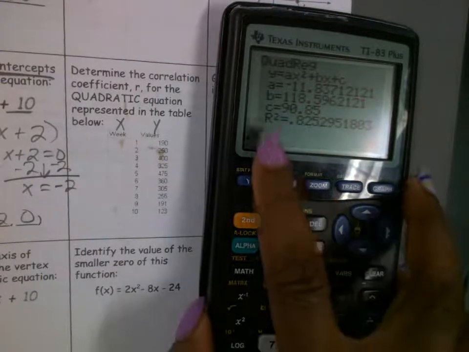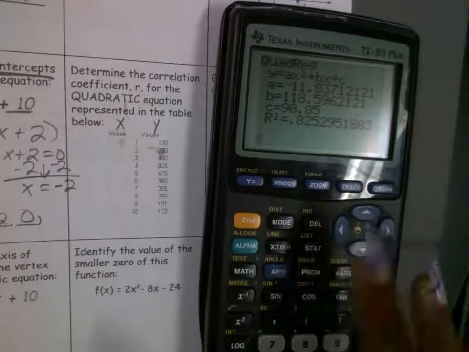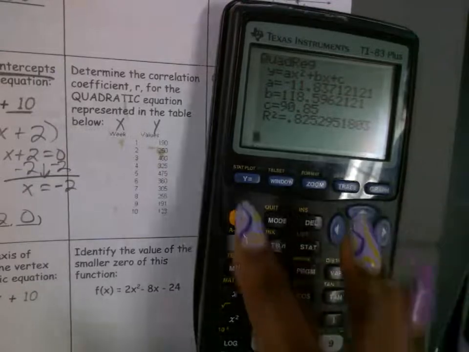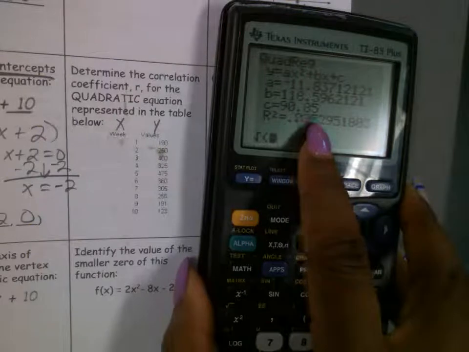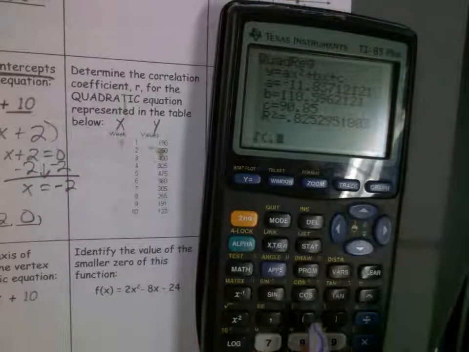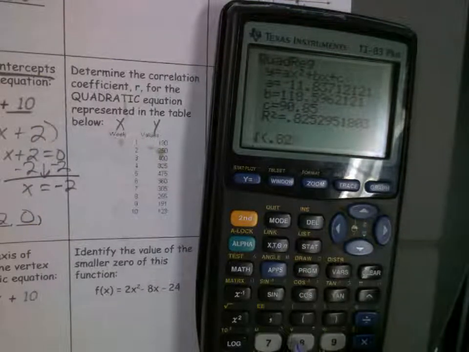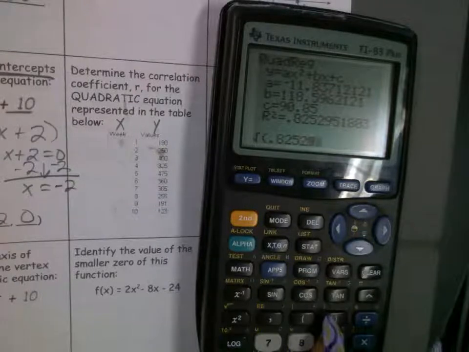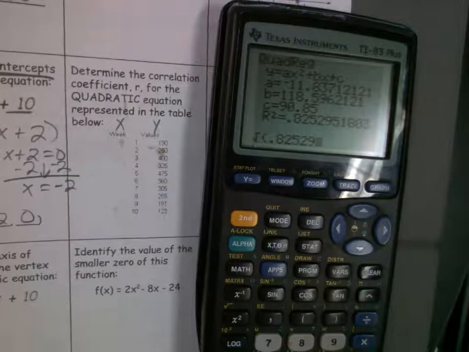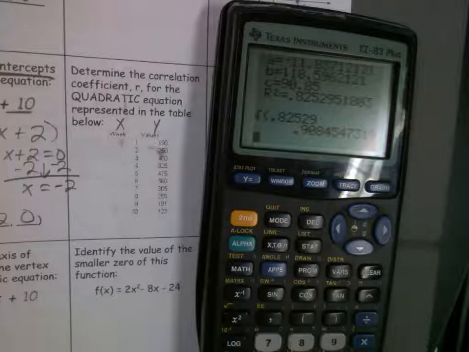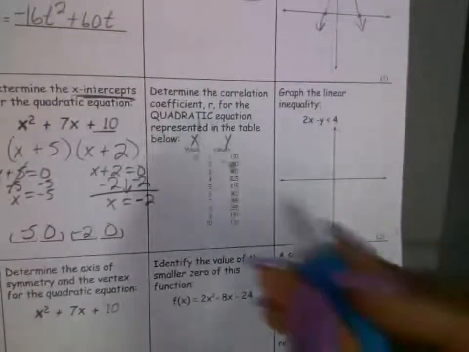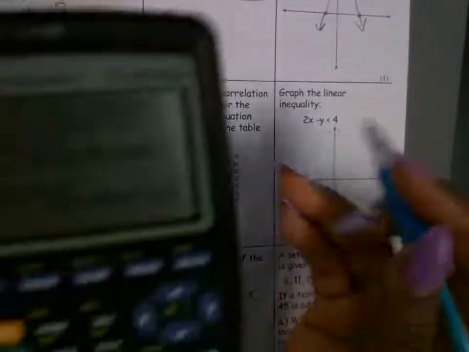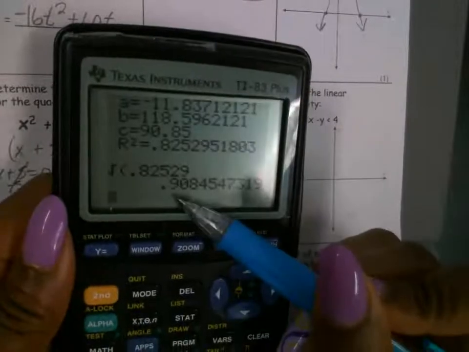Now, my R squared is right here, but it's squared. So what we do is find the square root of that. So square root, and then this number, just type in 3 to 4 numbers. 0.8 what? 2529. That's enough. And press enter. And what does that give you? 0.9. What kind of correlation is that? It's a strong correlation.